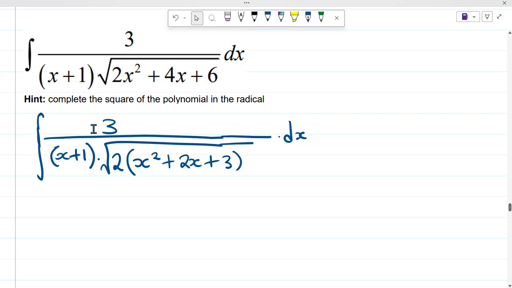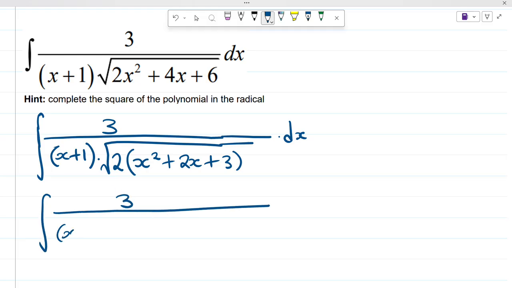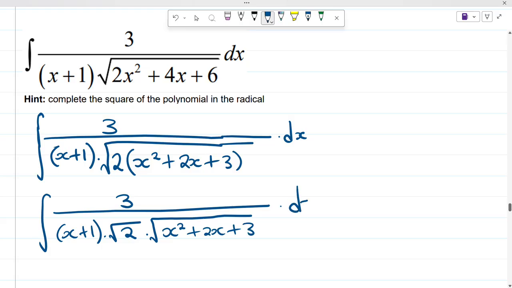The next step is to give 2 its square root and also this bracket its square root. So the 3 on top is still there, and the x plus 1 is still here, but I gave 2 its own square root, and I also gave that other bracket its own square root. So it's going to be the square root of x squared plus 2x plus 3. Then I have my dx here.